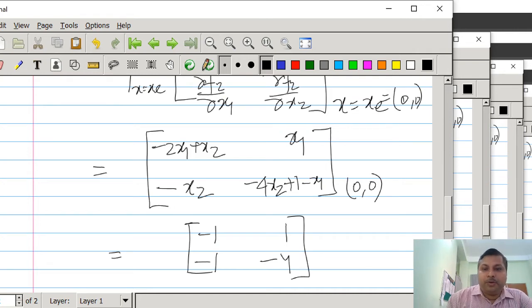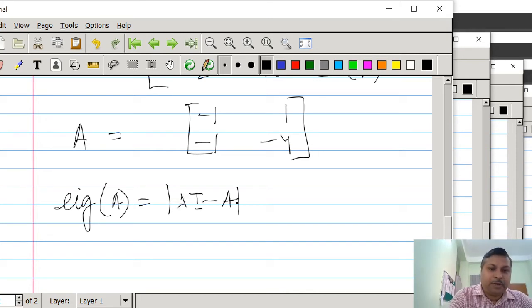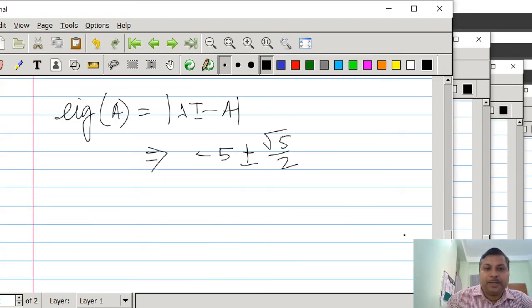Now if you get this A matrix, then you find out the eigenvalues of A. If you calculate the eigenvalues of A, that you know is the determinant of lambda I minus A, and if you calculate it, you will find that the eigenvalues are minus 5 plus minus root over 5, by 2. Now you see both the eigenvalues have negative real part, meaning both the eigenvalues are located at the left half of the S plane.